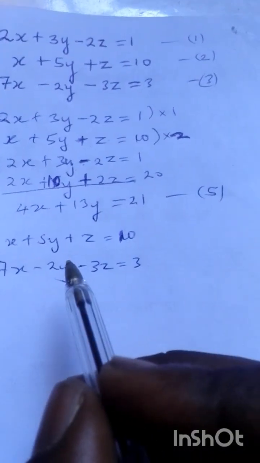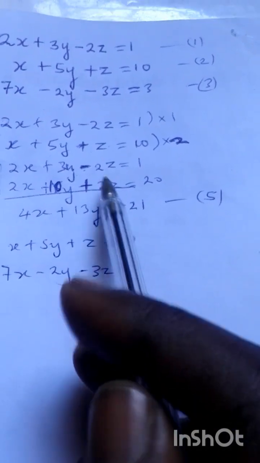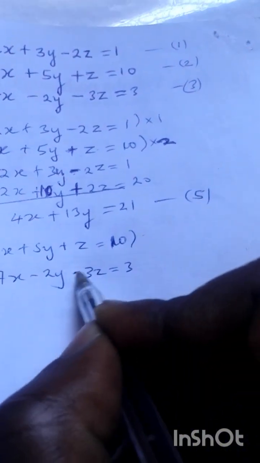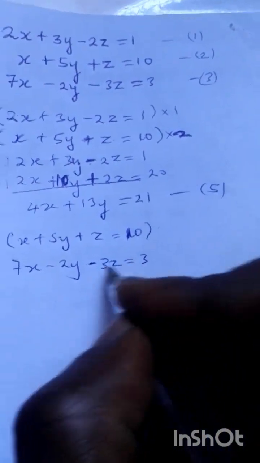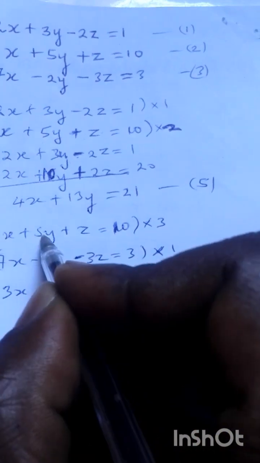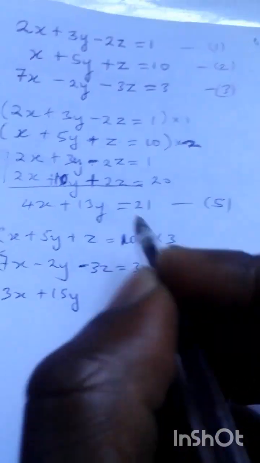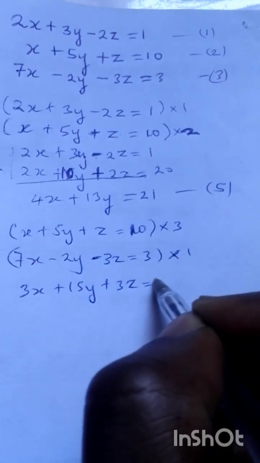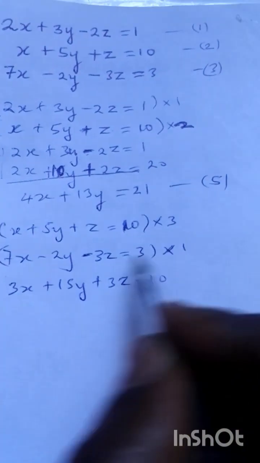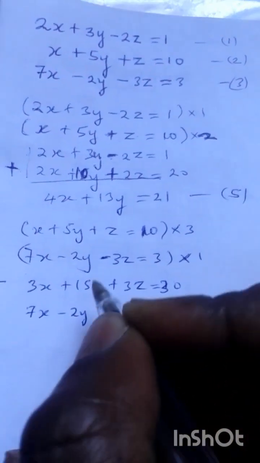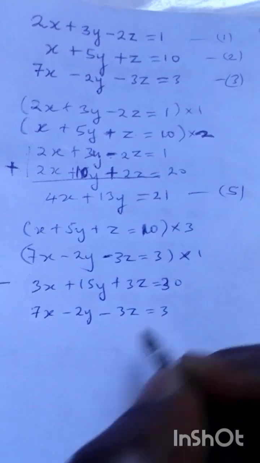Since in the first instance I chose to eliminate z, this time I'm going to eliminate z as well. Since in equation 3 it's negative 3, I have to multiply equation 2 by 3, and equation 3 by 1. So this is going to be 3x, 3 times 5y is going to be 15y, 3z, and 3 times 10 is 30. And equation 3 is going to remain the way it is because it's being multiplied by 1. So this is 7x minus 2y minus 3z equals 3.